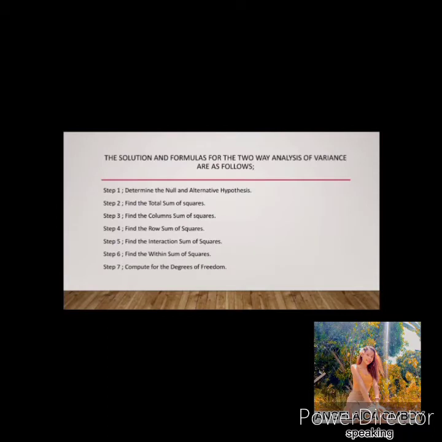The solution and formulas for the two-way analysis of variance are as follows. Step 1. Determine the null and alternative hypothesis. Step 2. Find the total sum of squares. Step 3. Find the columns sum of squares. Step 4. Find the row sum of squares. Step 5. Find the interaction sum of squares. Step 6. Find the within sum of squares. Step 7. Compute the degrees of freedom.